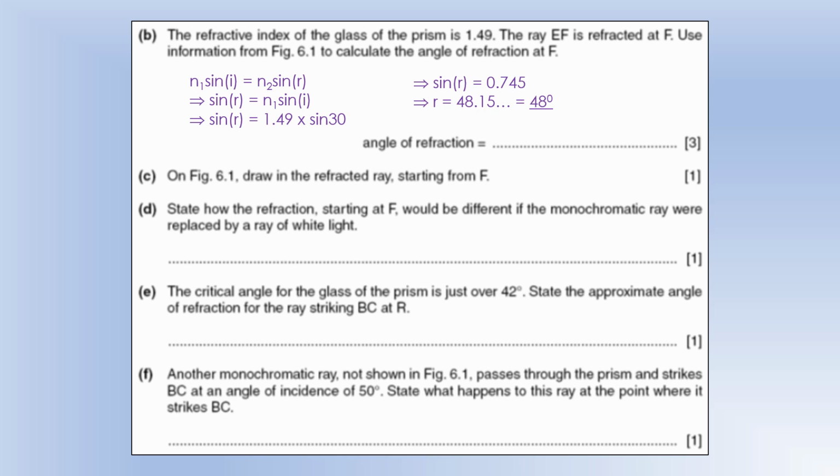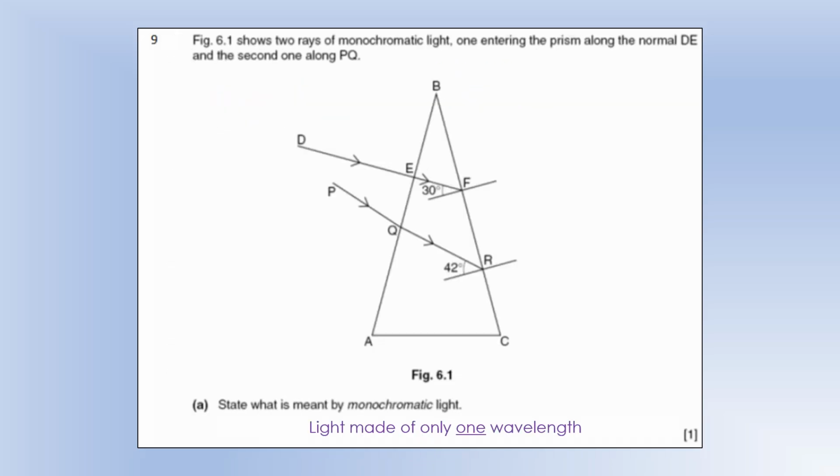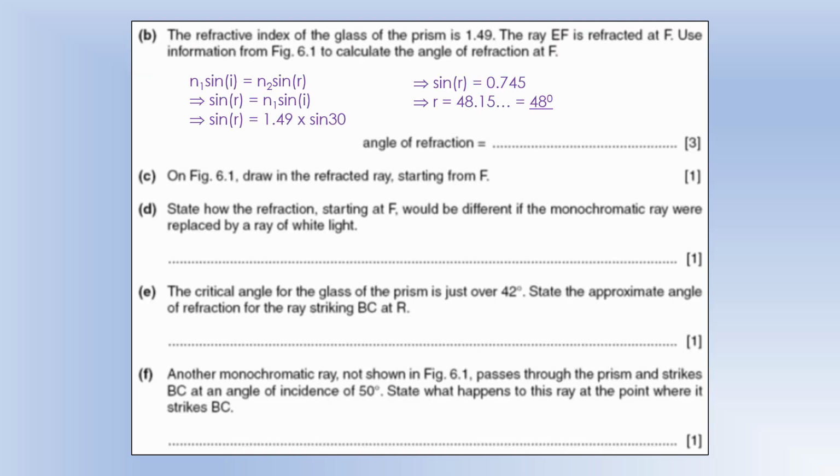So let's go back to the diagram and actually draw that on. So this is the one we draw, and we can see it's bent away from the normal because the angle of refraction is 48, whereas the angle of incidence is 30, so it's bent away. Okay. So, state how the refraction starting at F would be different if the monochromatic ray were replaced by a ray of white light. Well, what would happen here is the white light would split into a full spectrum at the boundary.